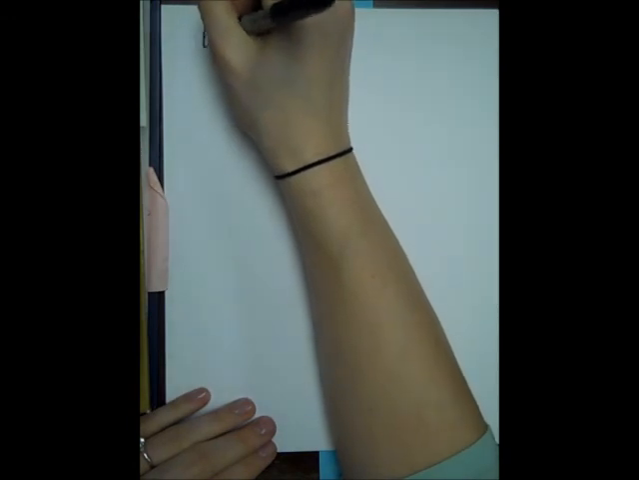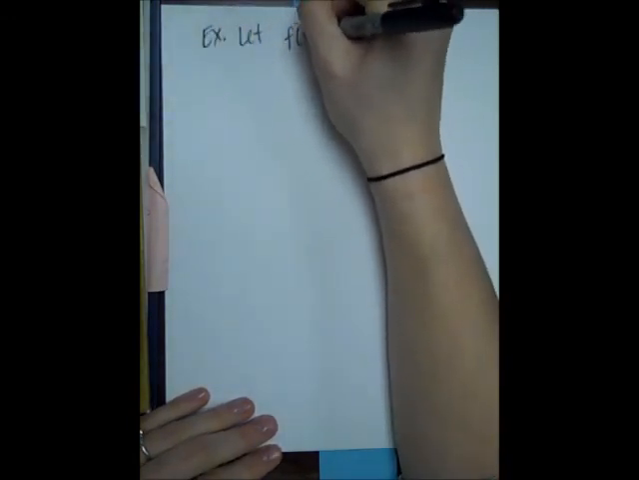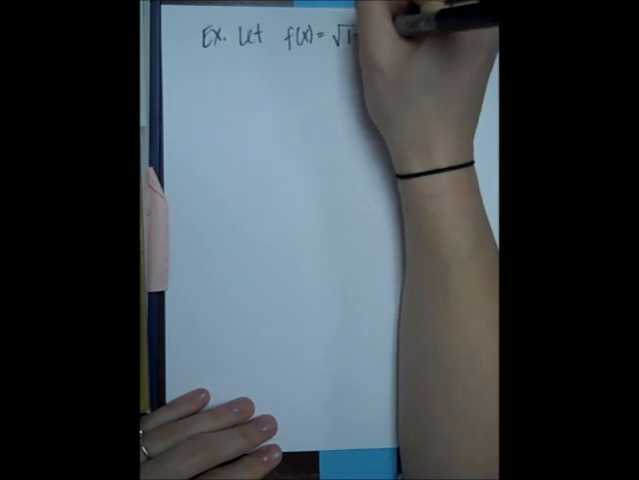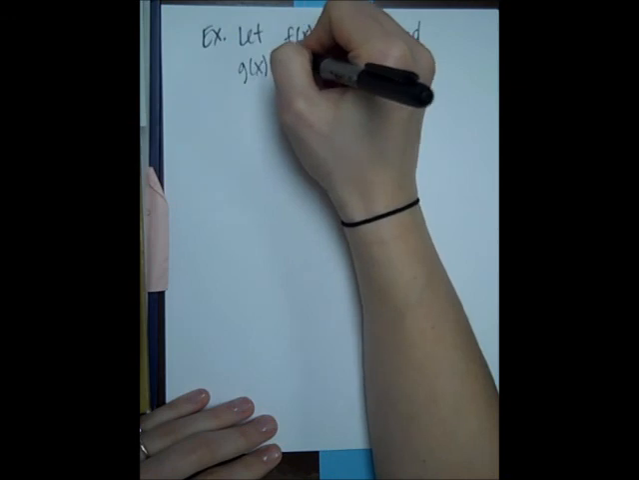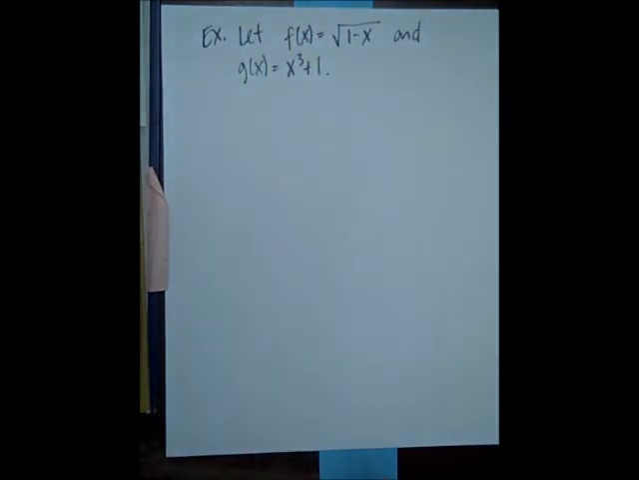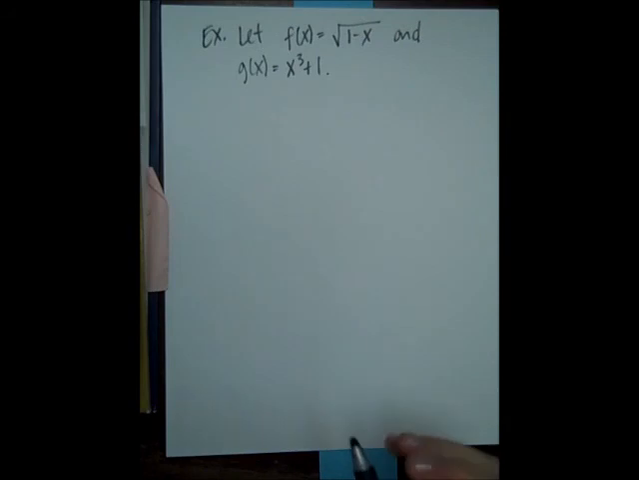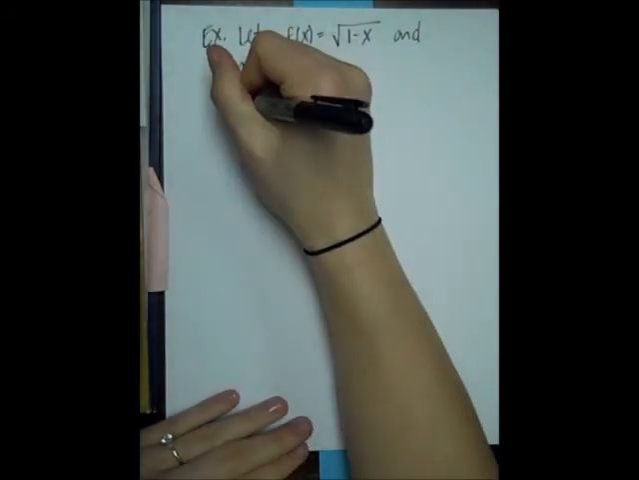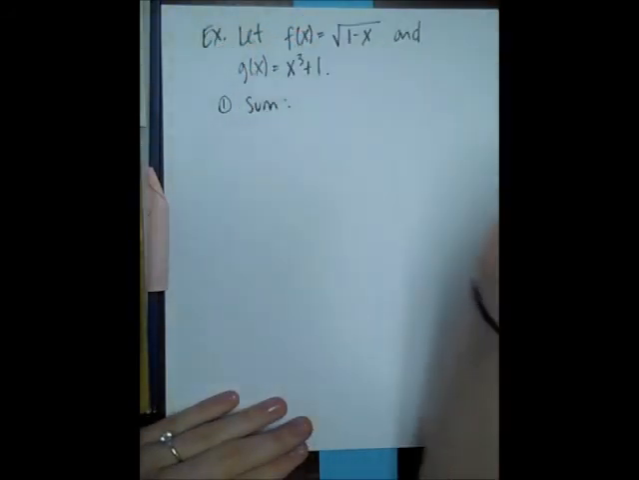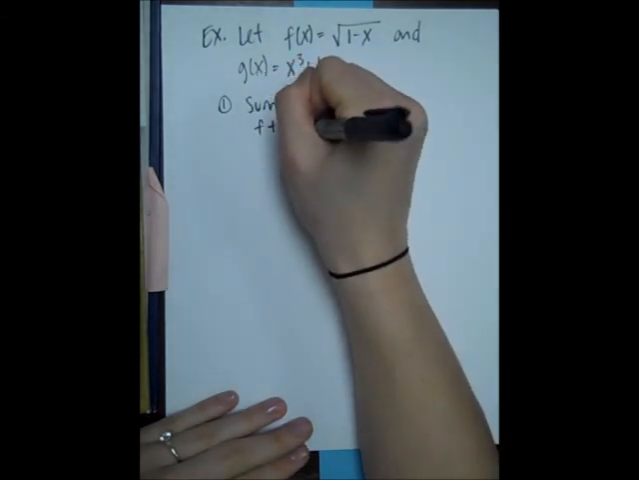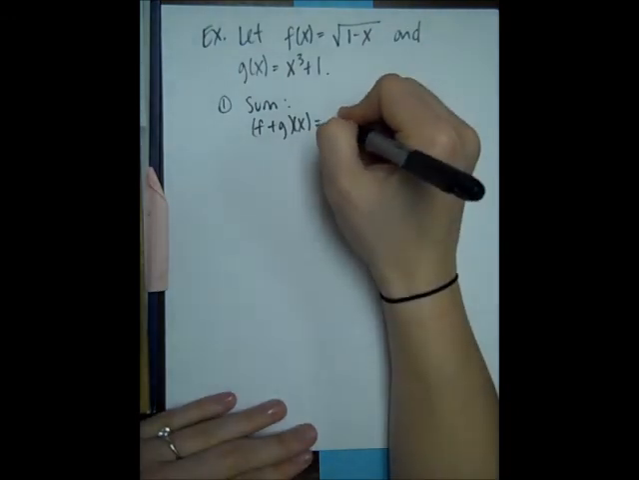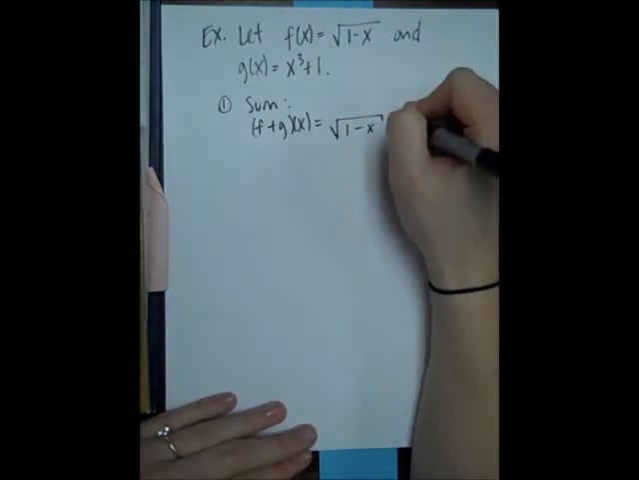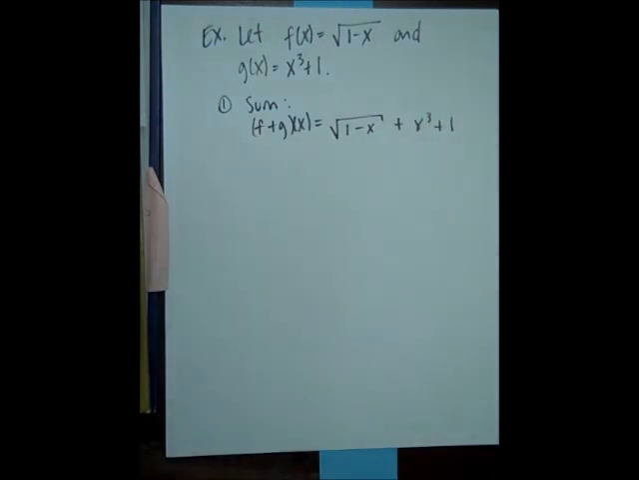So let's let f of x be the square root of 1 minus x, and let's let g of x be x cubed plus 1. Let's construct some different functions. Let's construct as many functions as we can think of. One type of function I could do is the sum. I could say that f plus g of x, that was f of x plus g of x, so add them together: the square root of 1 minus x plus x cubed plus 1. That's one new function I could build using those two.